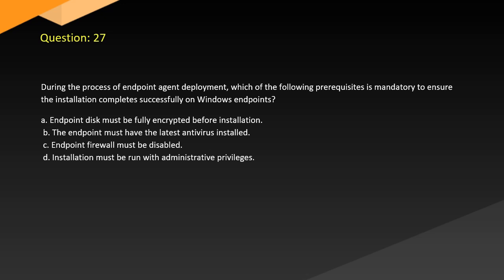Question 27. During the process of endpoint agent deployment, which of the following prerequisites is mandatory to ensure the installation completes successfully on Windows endpoints? A. Endpoint disk must be fully encrypted before installation. B. The endpoint must have the latest antivirus installed. C. Endpoint firewall must be disabled. D. Installation must be run with administrative privileges.